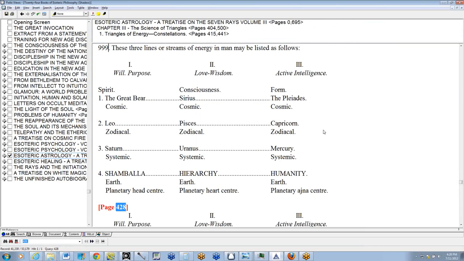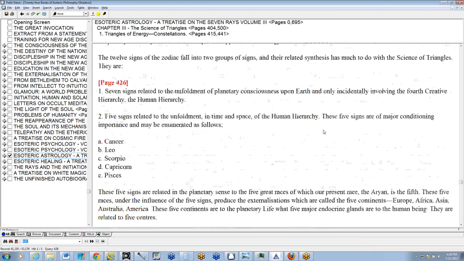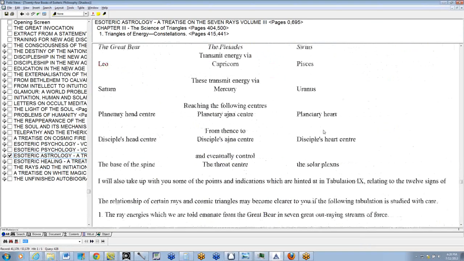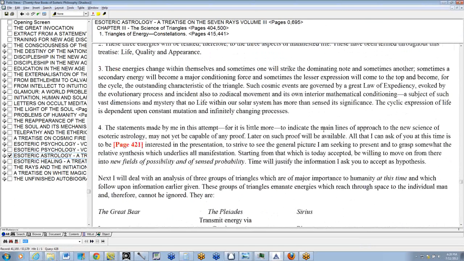And notice in this particular case, we don't have Sirius and Pisces placed off in the far right-hand corner. In this case, they are listed in order. In the previous case, they were not listed in order. I wonder if I go up here, if I can see these. Yeah, here it is. The Great Bear and the Pleiades is considered second.